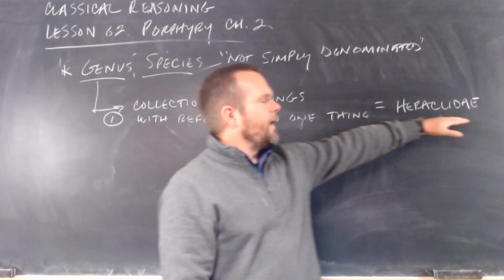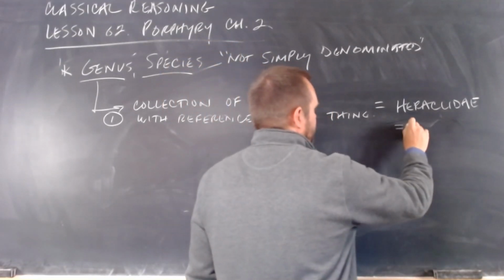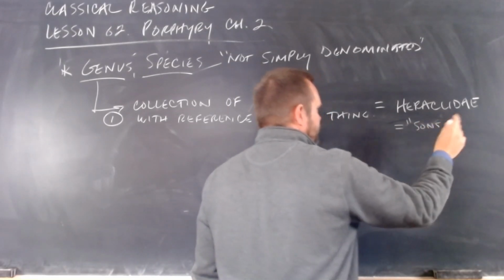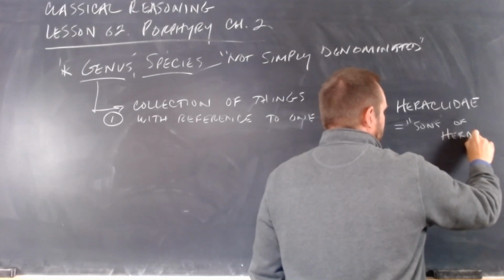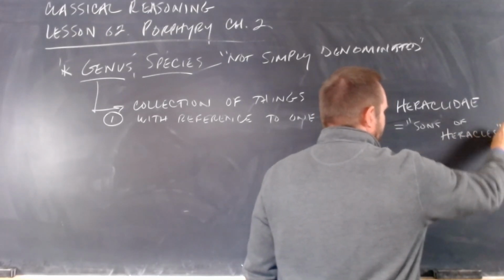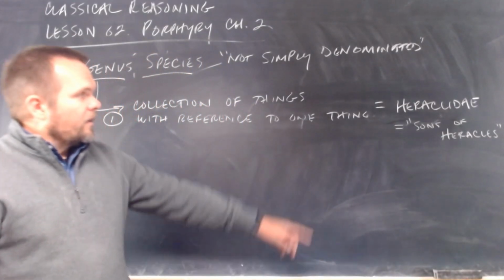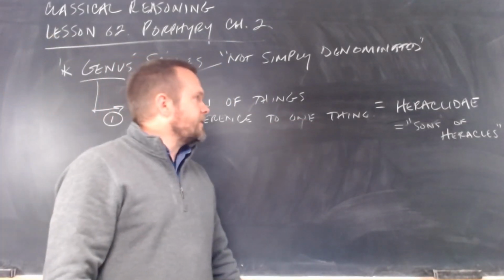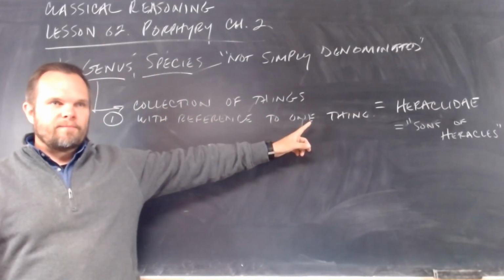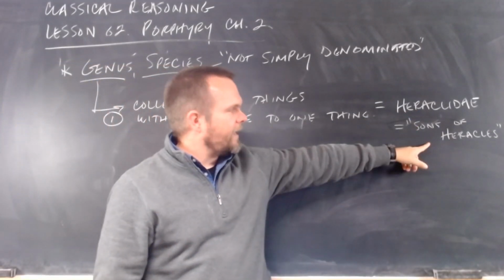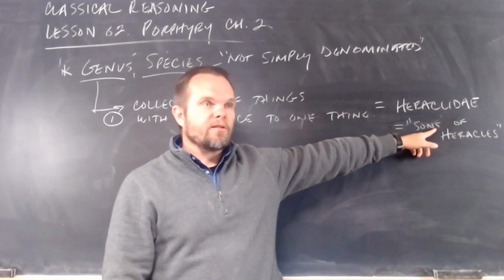The name Heraclidae, what that means is the sons of Hercules. We talked about them in history class. Right? Who did we say were the sons of Heracles? The Dorians, very good. The Heraclidae is a collection of things, and they have something in common. They're all sons of Hercules.